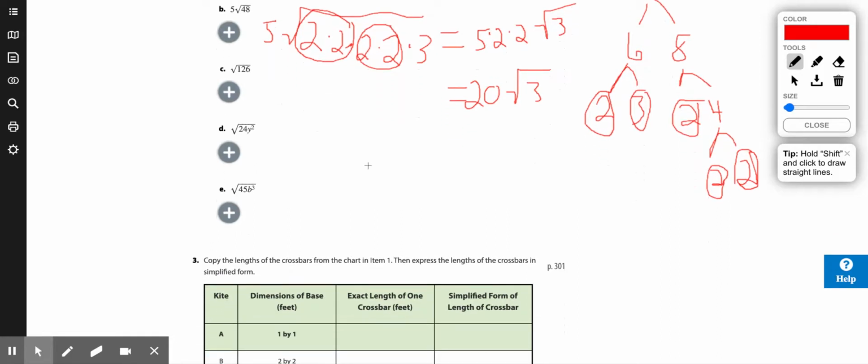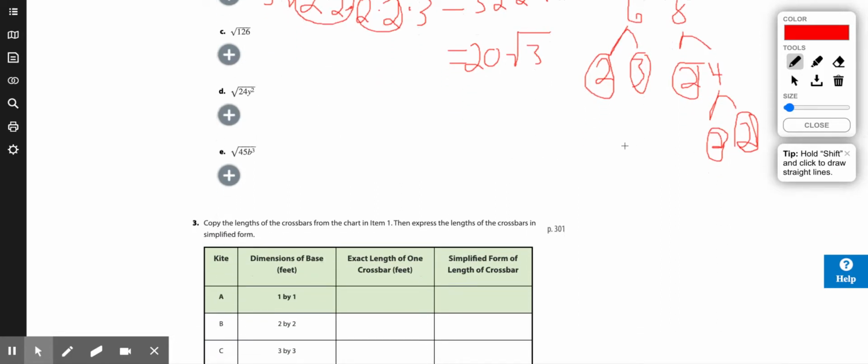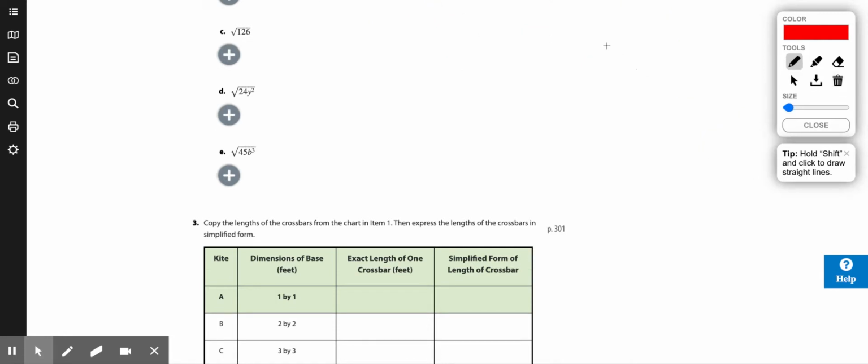Let's look at E. We'll do E. The square root of 45b cubed. Well, 45b cubed, let's break both of those down. 45 is 9 times 5. 5 doesn't break down, but 9 does. 9 is 3 times 3. And so the square root of 45 would be 3 times 3 times 5.